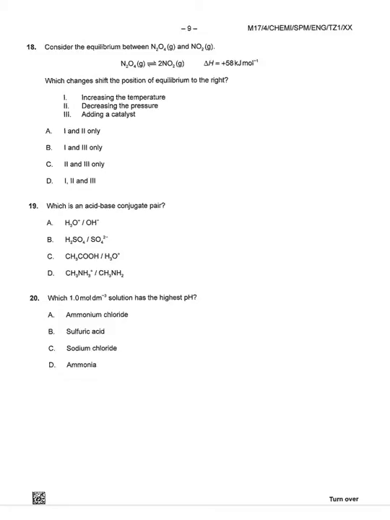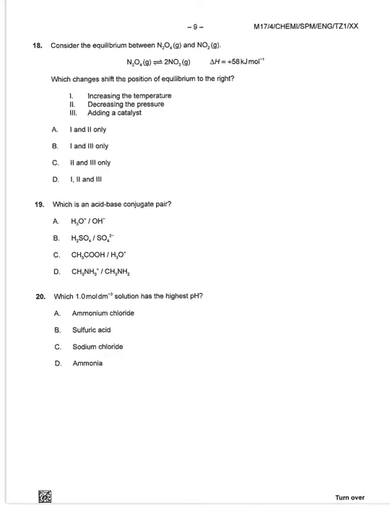Question number 18, consider the equilibrium between these two reactants. Which changes shift the equilibrium to the right? So since it's endothermic, number 1, increasing the temperature, that will drive it to the right. Heat favors the forward reaction. Decreasing pressure, so I notice that there's more crowding on the product side, so decreasing pressure will cause a greater decrease in collisions on that side, so that's also true. Adding a catalyst, that never affects equilibrium, simply the reaction rate in both the forward and reverse direction. So A would be my correct choice.